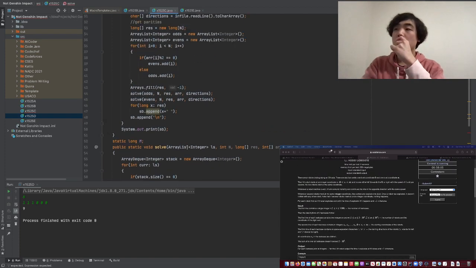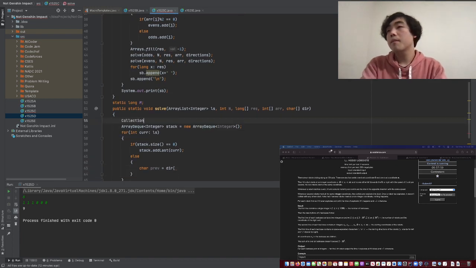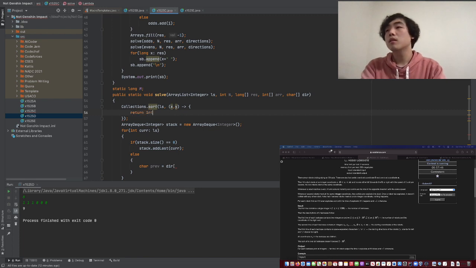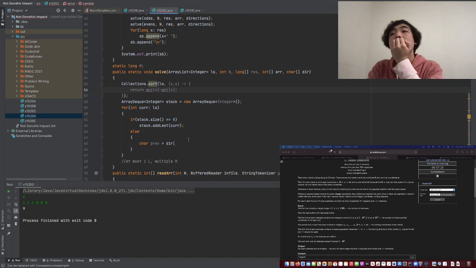This is not sorted. Frick. I need to sort this. Collections.sort ls. Right, because right now I'm assuming that their indices are in increasing order, but I might need to force that. Return long.compare. Or I guess, yeah, I guess comparator or compare is okay. Something like array x minus array i. Because these are just indices, we care about the actual location. Yeah.